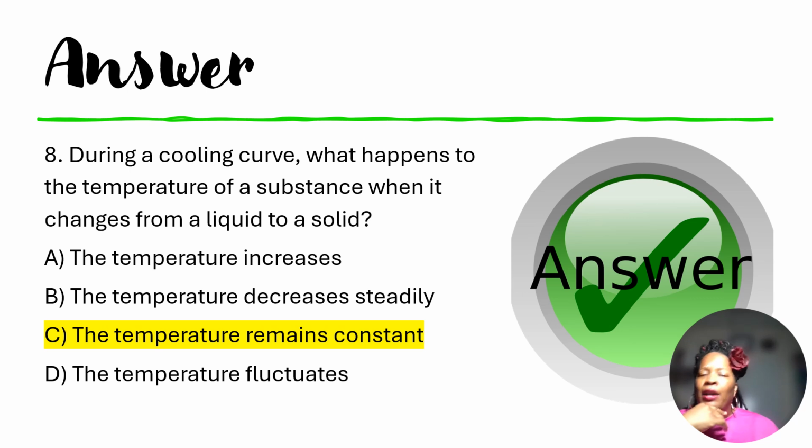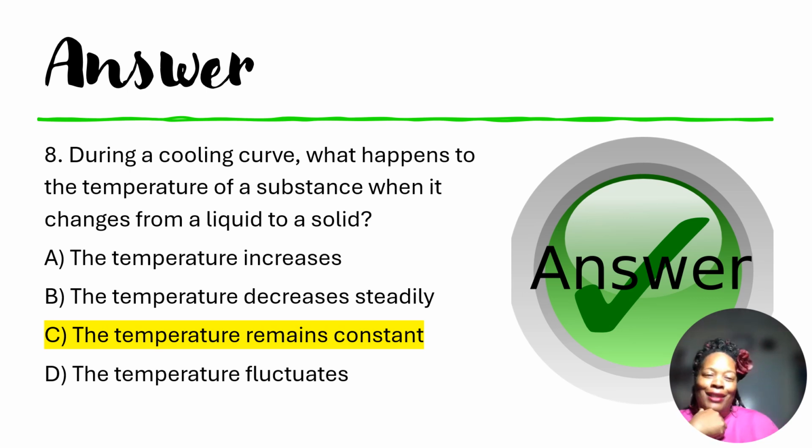Now, if we look at the other answer choices, A, the temperature increases, that is incorrect because during a cooling process, energy is being removed from the system. The temperature cannot increase while energy is being continuously lost. B, the temperature decreases steadily. This is incorrect because while the substance is changing phases from liquids to solids, the temperature does not steadily decrease. It remains constant during the entire phase transition until all the liquid has turned into a solid.